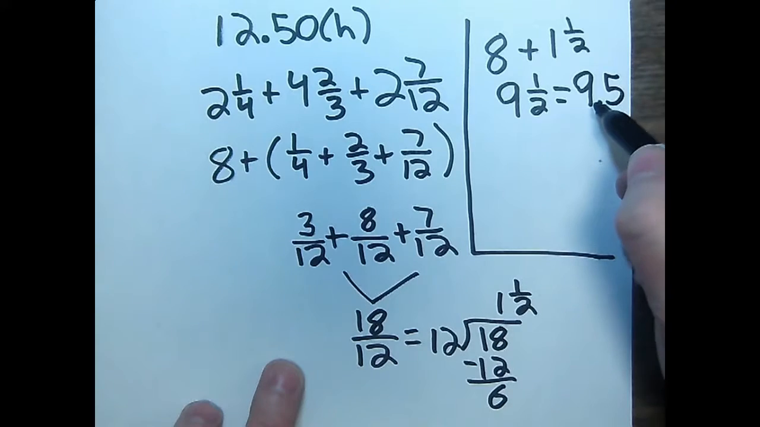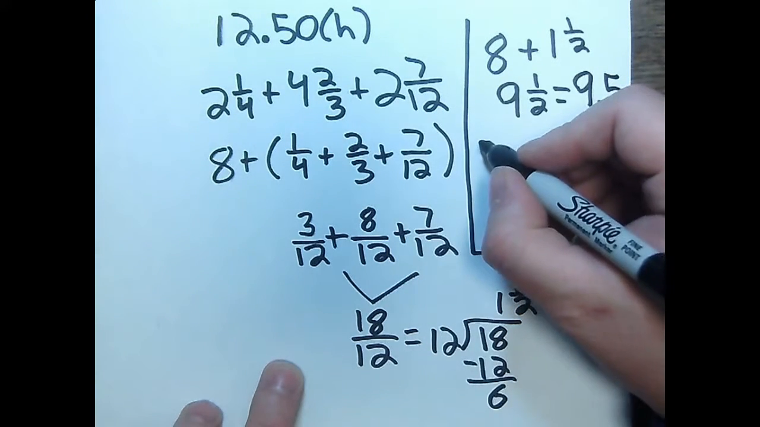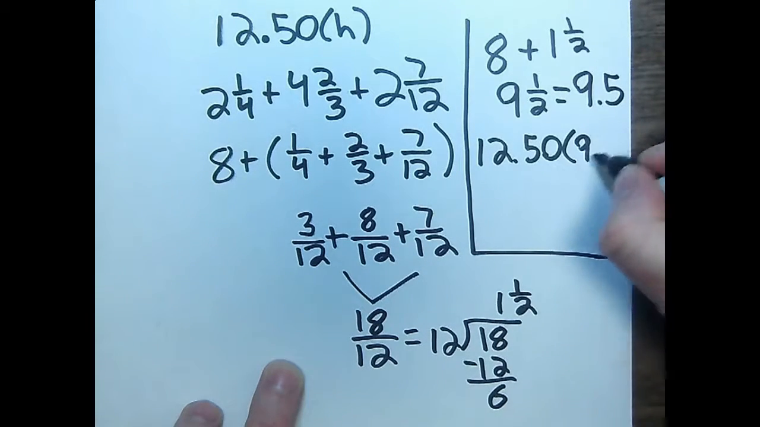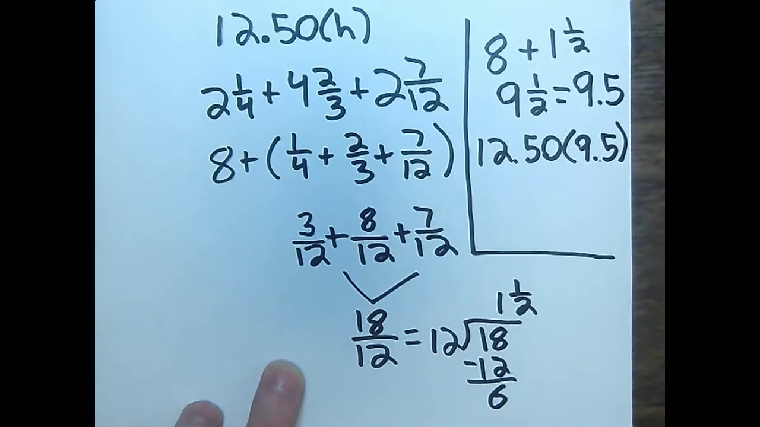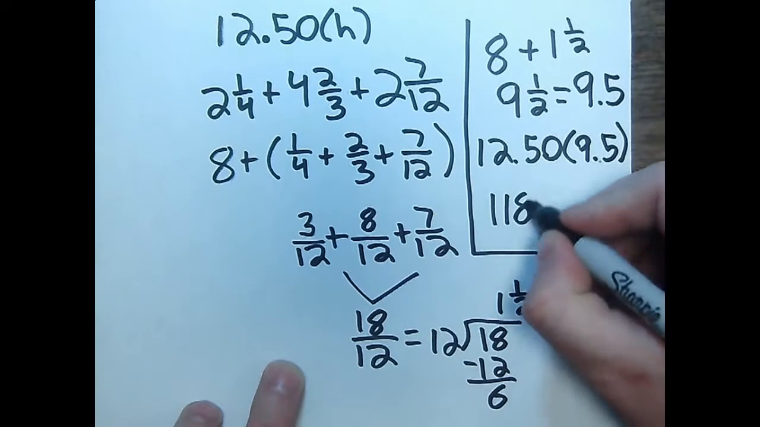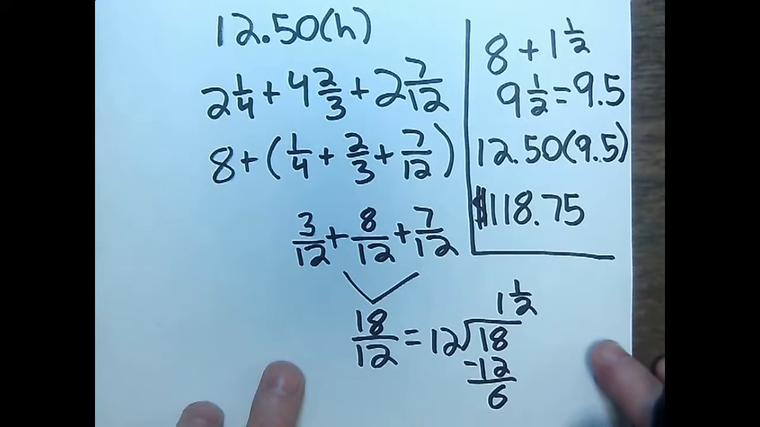So now we just substitute our 9.5 into our expression of $12.50 per hour. So $12.50 an hour for 9.5 hours. We multiply those two together and we get 118.75. Alright, I hope that video helps.